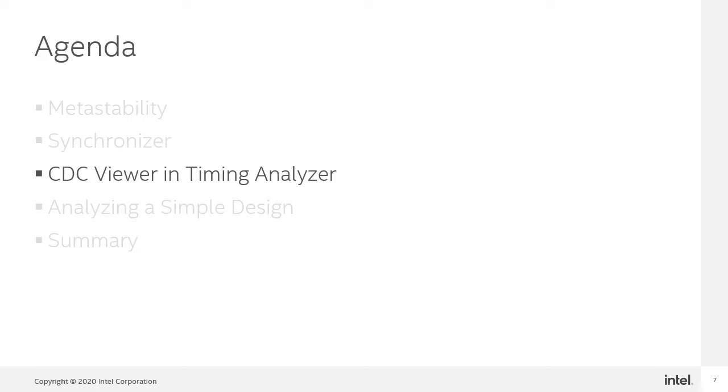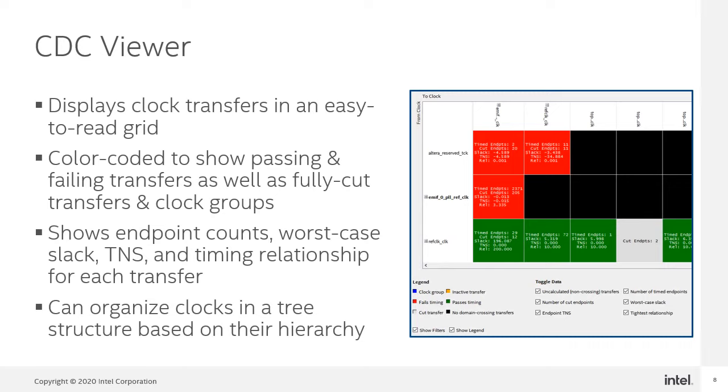Next, I will go over the CDC Viewer found in Timing Analyzer. The CDC Viewer is a reporting tool found in Timing Analyzer that allows you to quickly view in an easy-to-read grid the relationship between the clocks in your design. The boxes in the grid are color-coded so as to easily recognize passing, failing, unrelated, and cut paths.